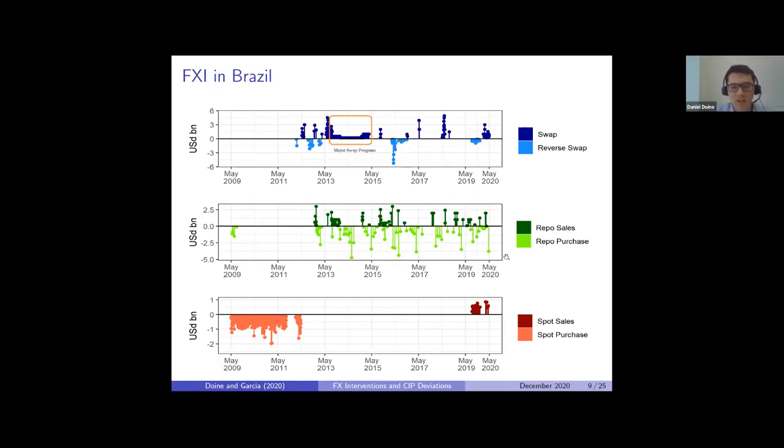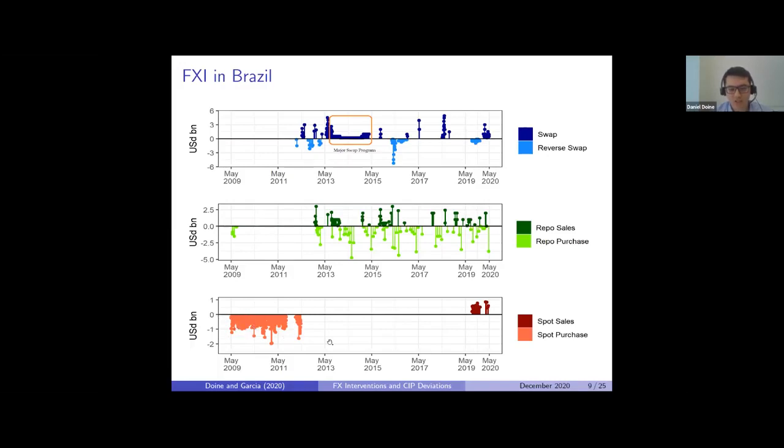Thus, on the green here, we have the same for the repo credit line. So we have the repo sales in the dark green and the repo purchase in the light green. And here on the bottom, we have the spot interventions. And this is actually interesting because in the dark red, we have the purchase.